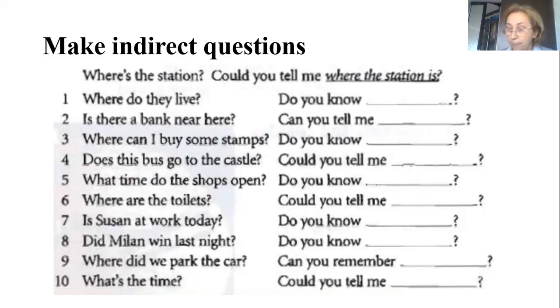Please. The third question is, where can I buy some stamps? It will be, do you know where can I buy, do you know where I can buy some stamps? Yes, now it's correct. Do you know where I can buy? First we use I and then the verbs can and buy. You're right.